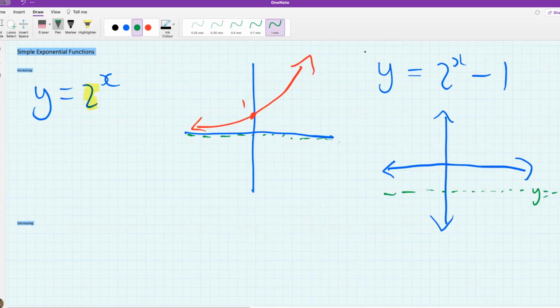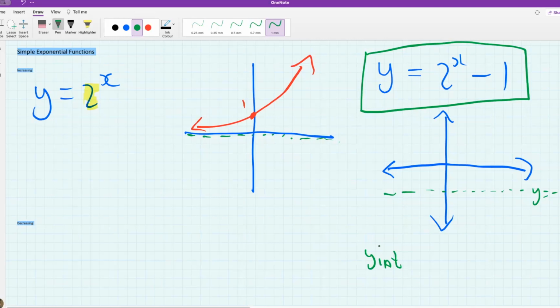So I want you guys to work out what is the y-intercept for this new graph that I've just drawn, y equals 2 to the power of x minus 1. I want you to work out what is the y-intercept. I'm going to draw the exponential graph for you now, but I want you to tell me what you think the y-intercept is going to be.